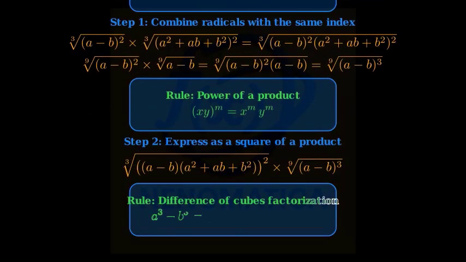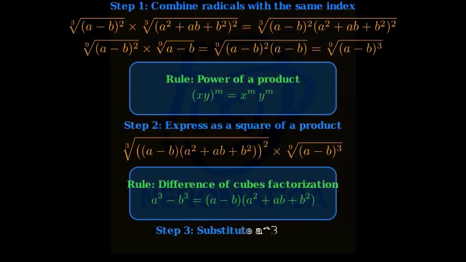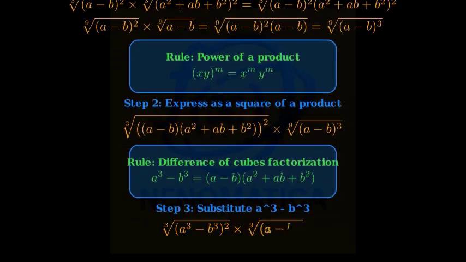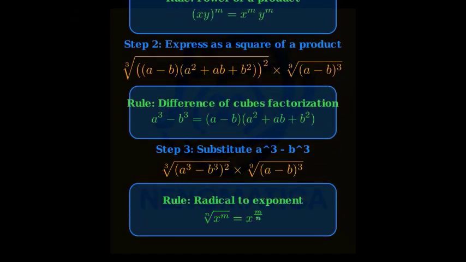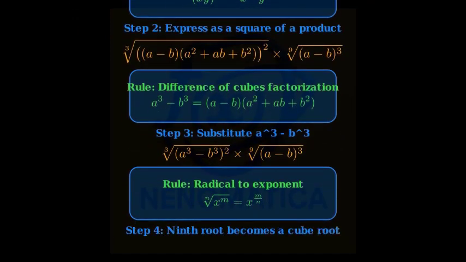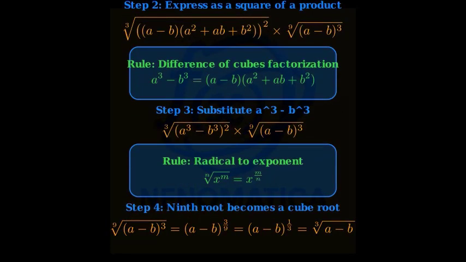Step 3. Recognize the factorization. The quantity (a minus b) times (a squared plus a b plus b squared) equals a cubed minus b cubed. Step 4. Convert the ninth root to an exponent and simplify. Exponent 3 over 9 equals 1 over 3, which is a cube root.